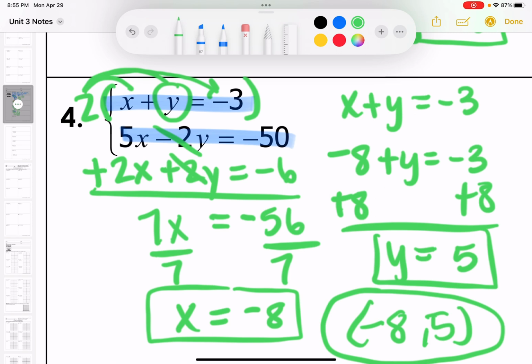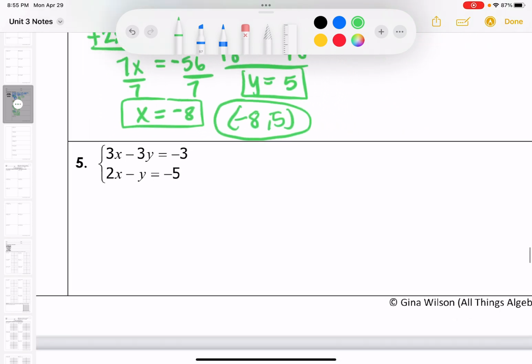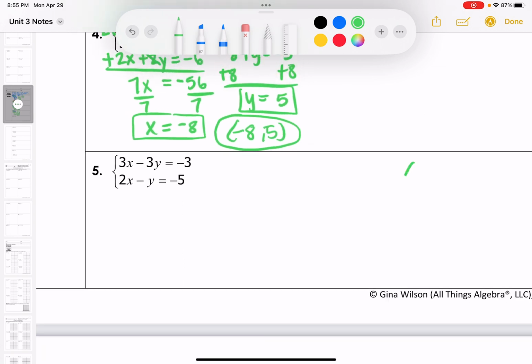All right, if you would like to do number 5 as extra practice, the answer for you is negative 4, negative 3. Okay, if you want to do that one for extra practice. Now let's flip over to page 16.